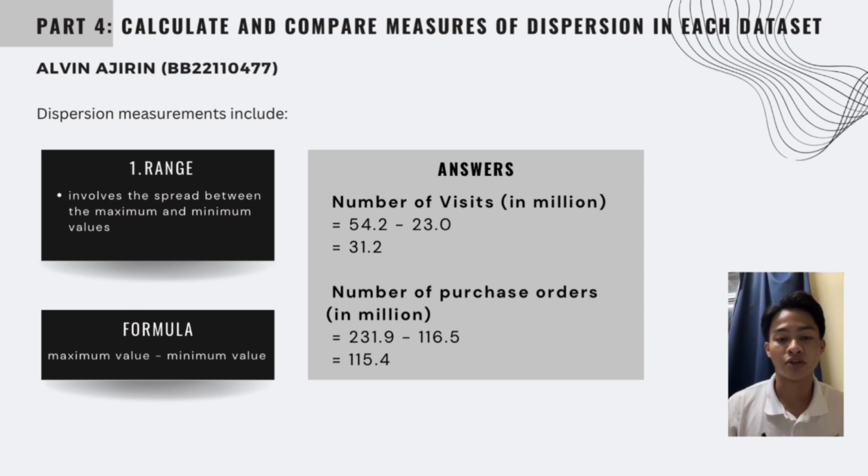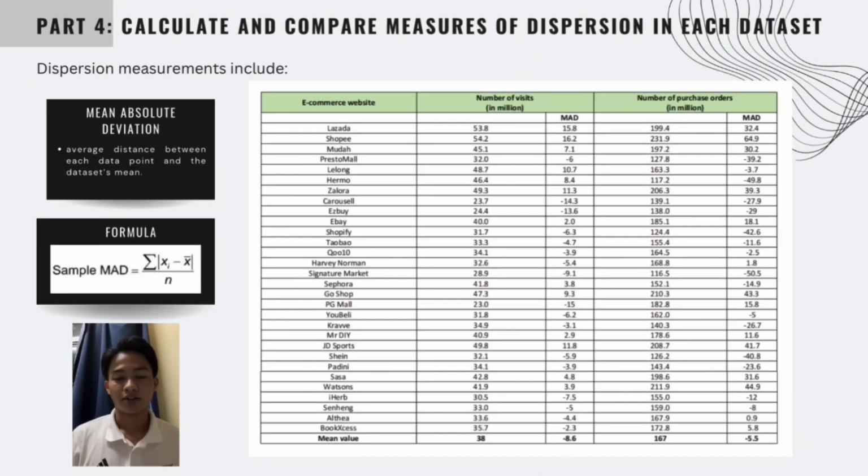For the number of visits, the max value of 54.2 subtracted by the min value of 23.0 is equivalent to 31.2. Meanwhile, for number of purchase orders, the max value of 231.9 subtracted by the min value of 116.5 is equivalent to 115.4. The second step is mean absolute deviation.